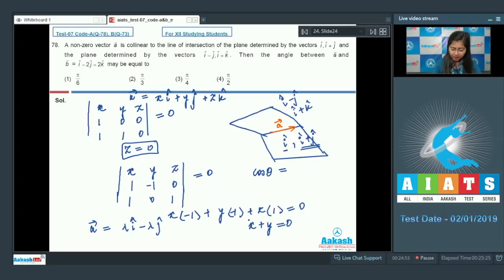So A vector dot B vector will be equal to lambda minus lambda into minus 2, that is plus 2 lambda, upon under root of 1 plus 4 plus 4, that is 9, that is 3, into under root of lambda square plus lambda square, that is 2 lambda square. So this will be equal to 3 upon 3 into under root 2, which is equal to 1 by root 2, that is cos theta is equal to 1 by root 2, that is theta is equal to pi by 4. So the correct answer will be option number 3.